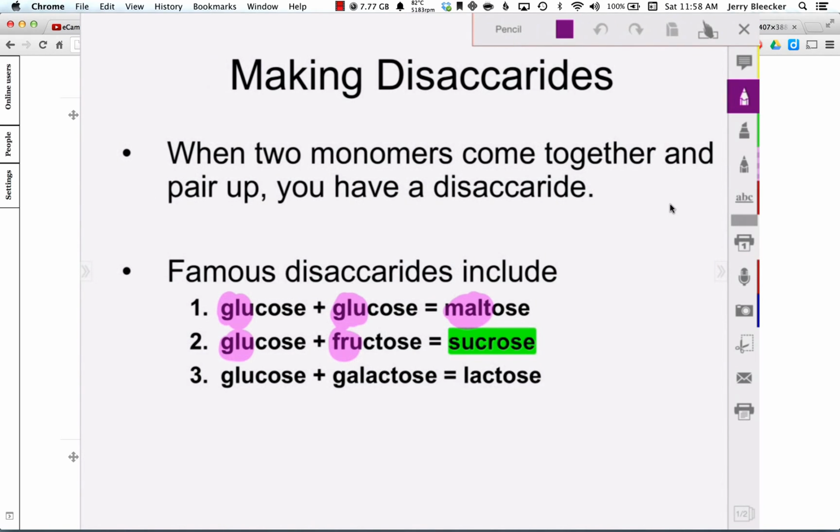Now, if you take a galac, you get a lac. And that's worked out pretty well for students for a long time. Galac makes lac, and that's lactose, and that's what you'll find in high quantities in dairy products. And human breast milk is extremely high in lactose.